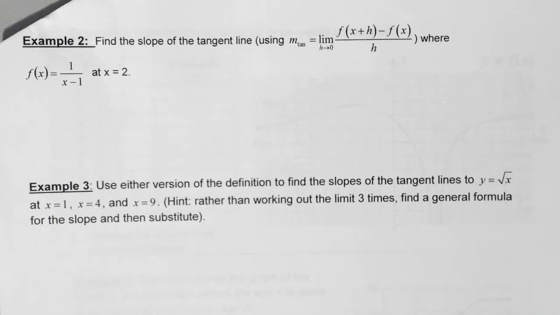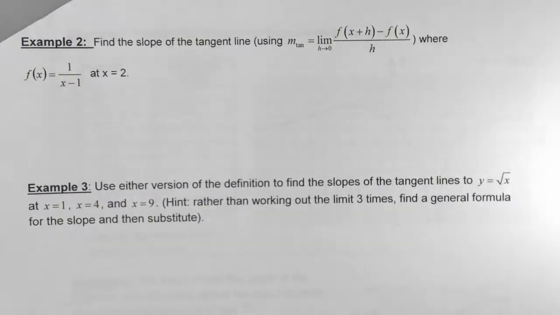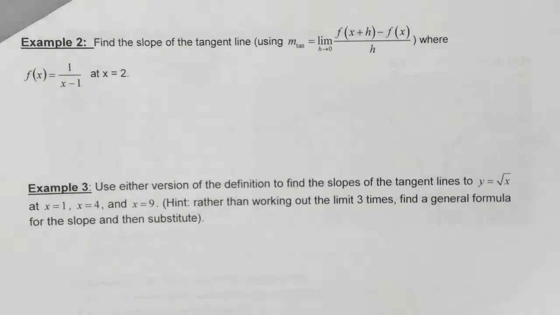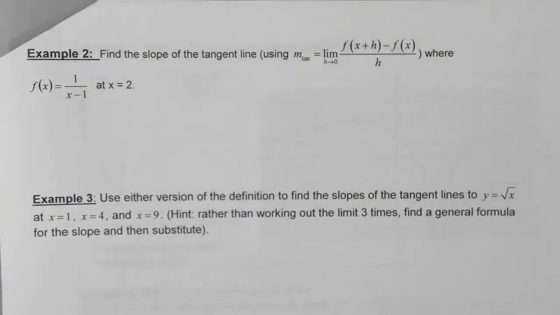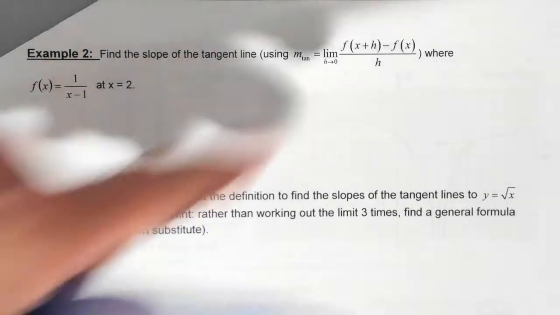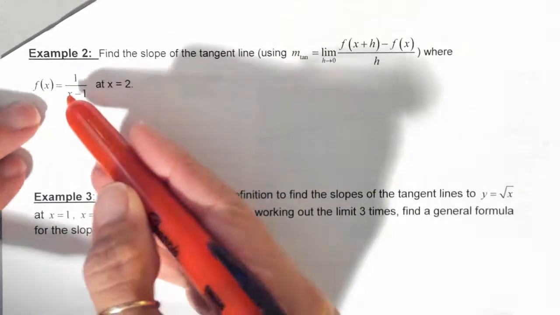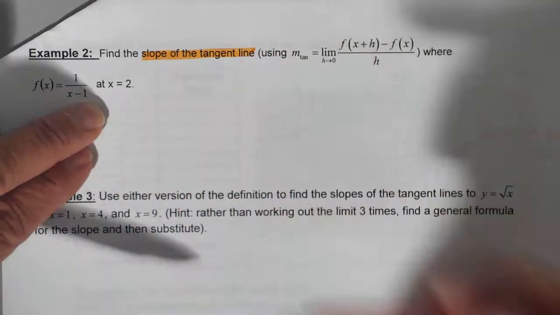All right, so in this next page, what we're looking at here is actually applying what we have just talked about. In the problem, it actually gives you what we want you to use, but you're not always going to be given the formula. You have to know it from memory. Okay, so here it says find the slope of the tangent line using this given formula, given that f of x is equal to 1 over x minus 1, at x equals 2.